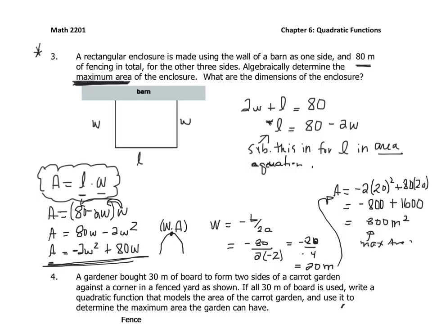Now it also asks us to find the dimensions. Well, we know that the width is 20, but for the length, we can use this equation right here to give us the length. So the length is 80 minus 2 times 20, which is going to be 80 minus 40, or 40 meters.